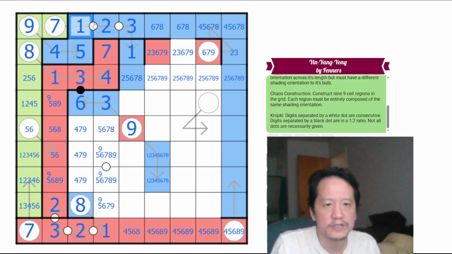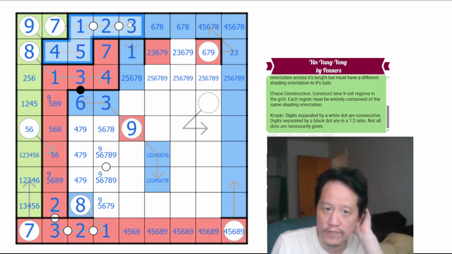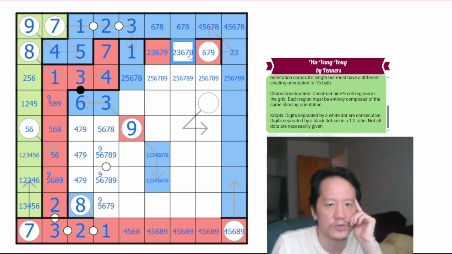The problem is this region here still needs access to a 9. And if it tries going around this way, it can't get it. So it'd be 1, 2, 3, 4, 5, 6, 7, 8, and it can go to there potentially as a 9. But it does have to go this way. So this has to be blue, which means this cannot be blue. This has to be red.